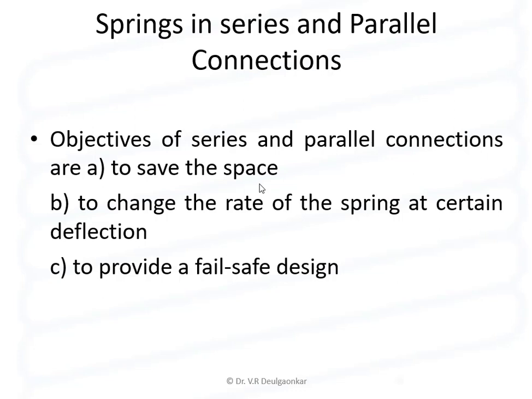Now before moving on to the actual part of analysis, we will see what the objectives behind the series and parallel combinations are. The objective first is to save the area, that is naturally to save the space. Second, to change the rate of the spring at certain deflection, that is to accommodate more load in small space. Third, to provide a fail-safe design.